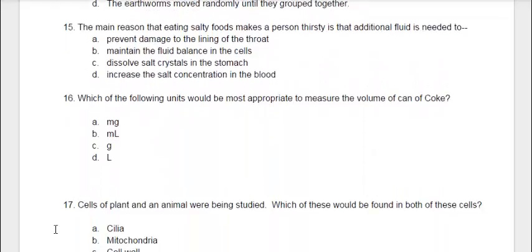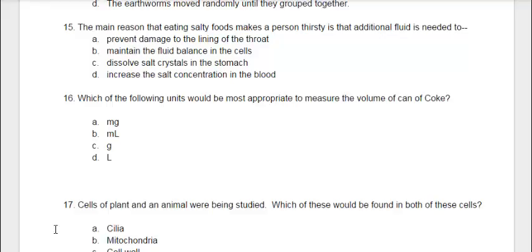15. The main reason that eating salty foods makes a person thirsty is the additional fluid is needed to A, prevent damage to the lining of the throat. B, maintain fluid balance in the cells. C, dissolve salt crystals in the stomach. D, increase the salt concentration in the blood.